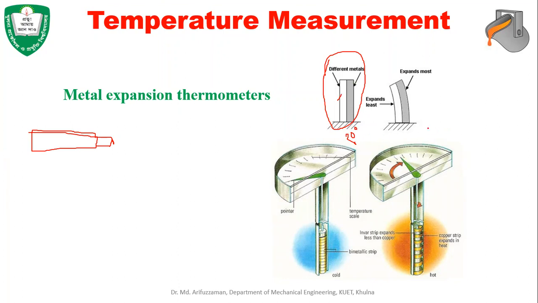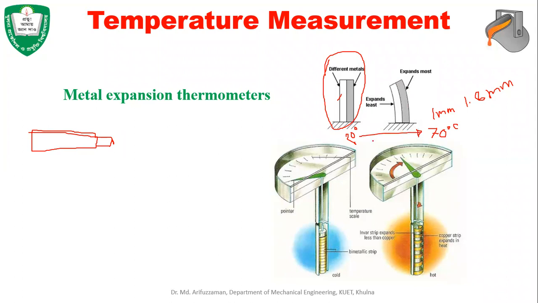When you increase the temperature to, let's say, 70 degrees Celsius, the left one has expanded 1 millimeter, but the right one has expanded 1.6 or 1.8 millimeters. Then what will happen? The whole system will bend, and how much deflection or bend occurs will determine how much the temperature has changed, that is, from 20 to 70.